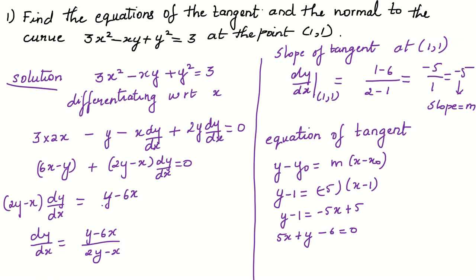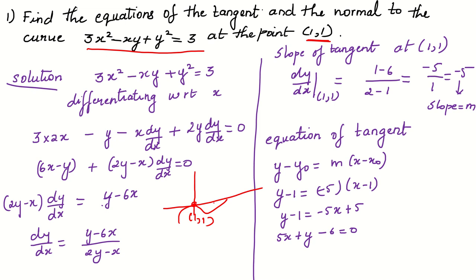So here are some of the questions which were sent to me. The first question is, find the equation of the tangent and the normal to this curve at the point 1 comma 1. So basically there is a curve, and at the point 1 comma 1 there is a tangent drawn and also a normal drawn, whose equations you have to find.